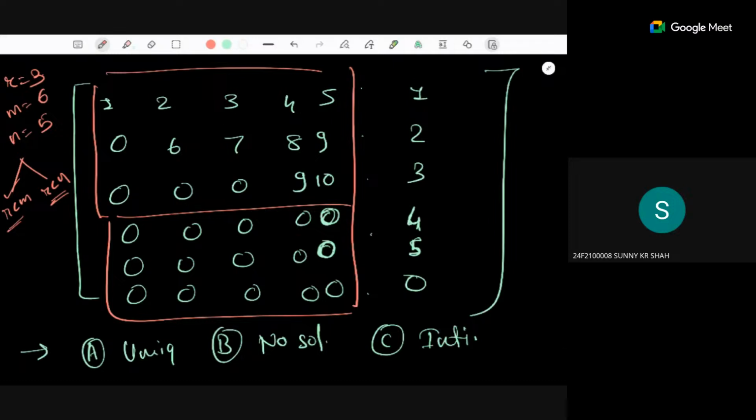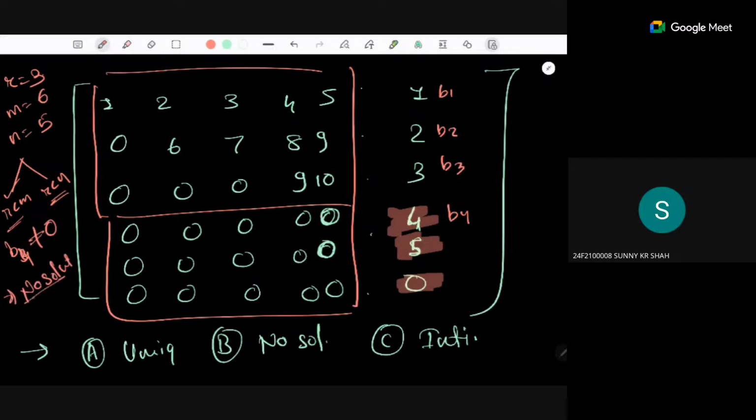So here what are the constants related to zero rows? 4 is the constant related to a zero row, 5 is there and 0 is there. So there are 3 constants, and among these 3 constants there are 2 which are not equal to 0. That means we can apply the first result and say that since B4, right, so this is your B1, B2, B3, B4, B4 is not equal to 0, this system has no solution. So the answer is B, that we have no solution.